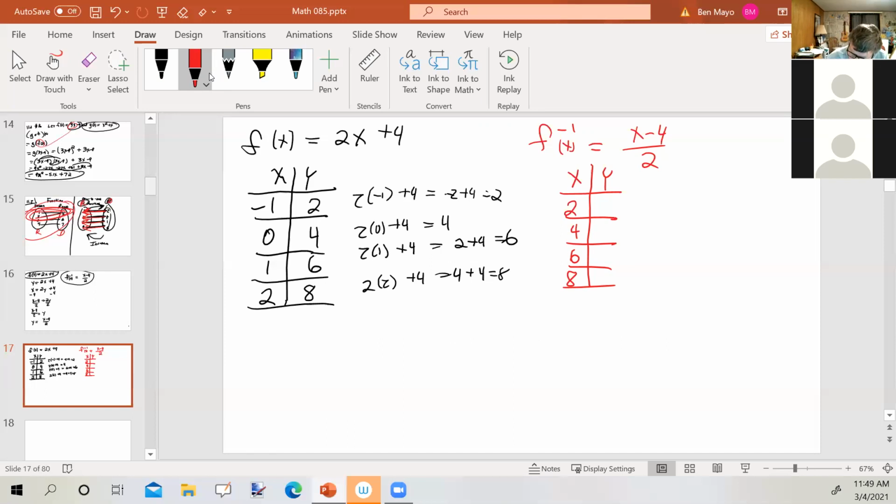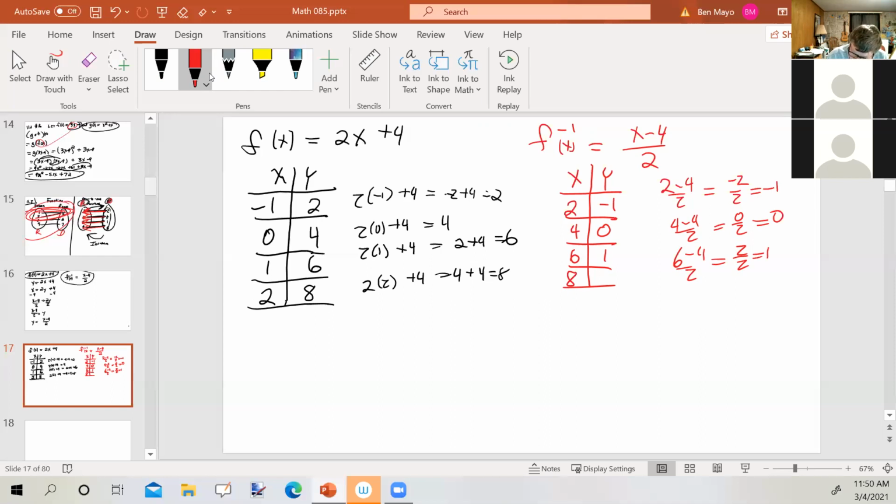Maybe. If x is 2, then f inverse of 2 would be what? 2 minus 4 over 2, which is -2 over 2, which is -1, correct? Okay. If x is 4, f inverse of 4 would be 4 minus 4 over 2, which is 0 over 2, which is 0. F inverse of 6 would be 6 minus 4 over 2, which is 2 over 2, which is 1. What do you think f inverse of 8 is going to be?